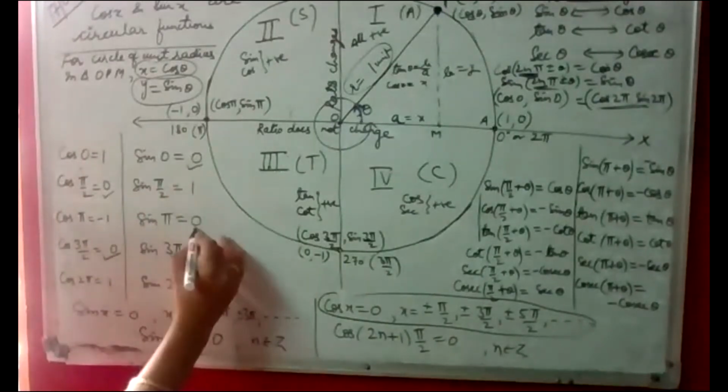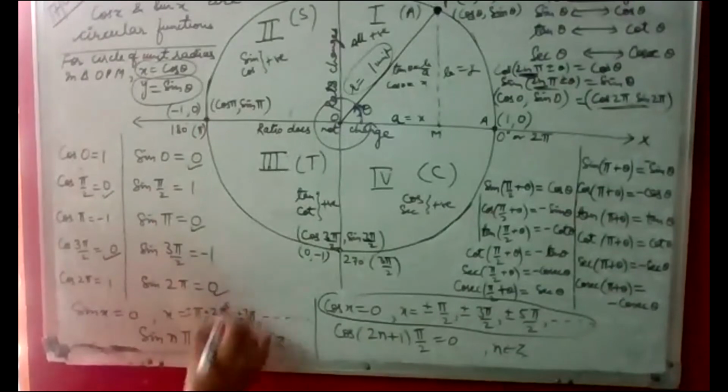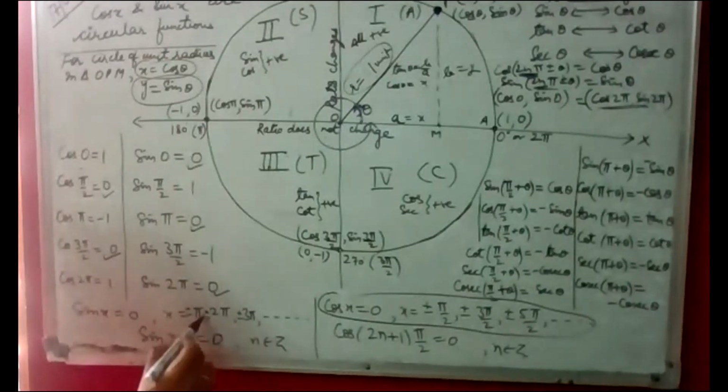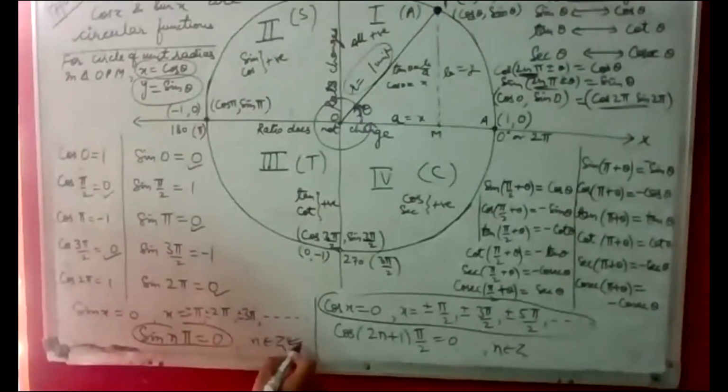We know sine 0 is 0, sine pi is 0, sine 2 pi is 0. So if we generalize this, we get sine x equal to 0 at x equal to plus or minus pi, x equal to plus or minus 2 pi, x equal to plus or minus 3 pi. And if we generalize in terms of n, it is sine n pi is 0 when n belongs to Z. Right? So these are the two general results.